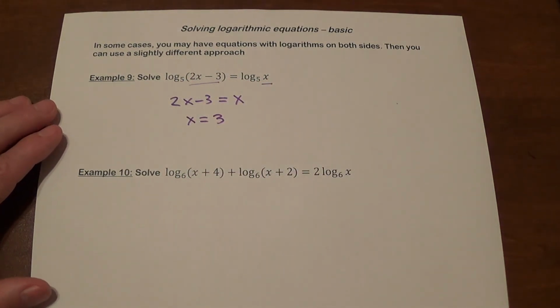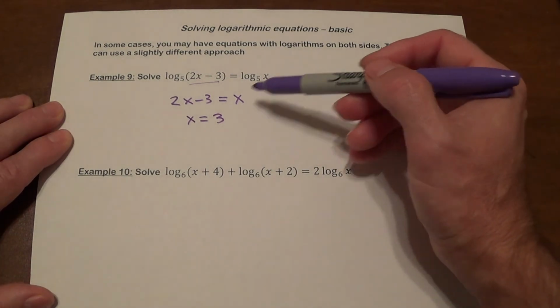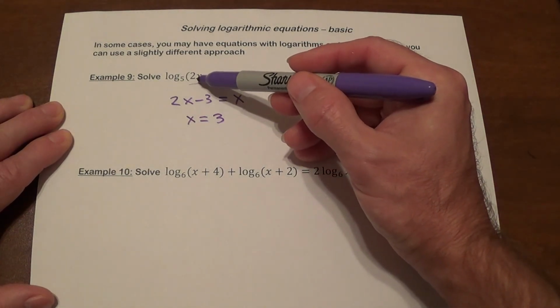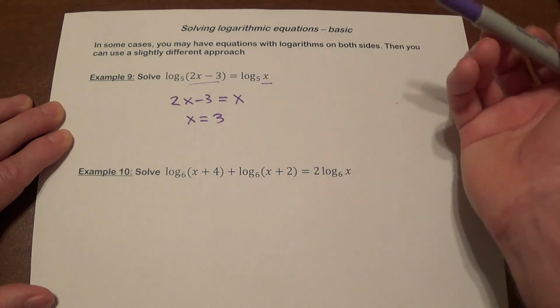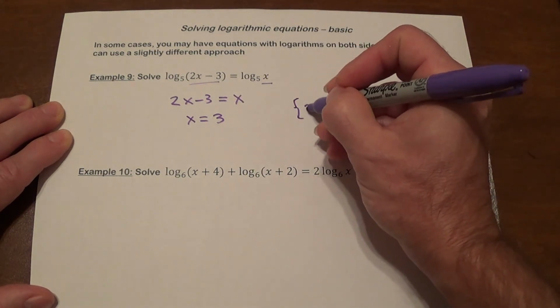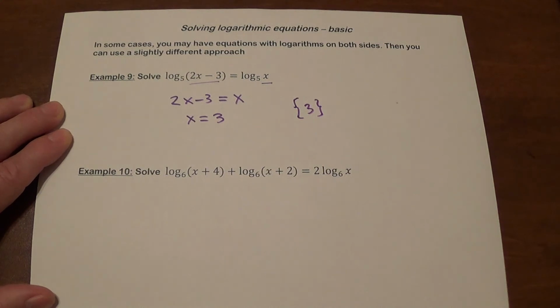Do we have any problem with 3? Well, clearly not here. When you substitute 3 in here, 2 times 3 is 6, 6 minus 3 is 3. No problem. 3 is a good answer.